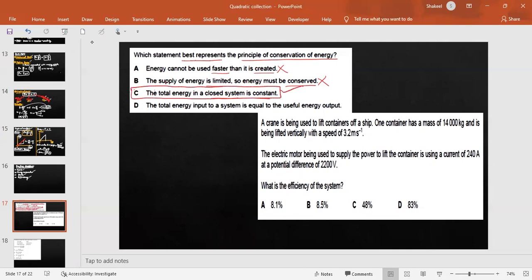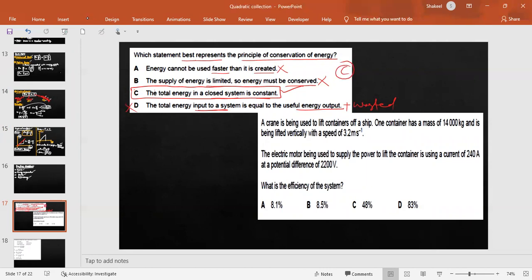Seems to be correct. D, the total energy input to the system is equal to useful output energy. Well, is it correct? Input energy equals useful output? No, wasted energy is also there. So this is incorrect as well. So C is the correct option.